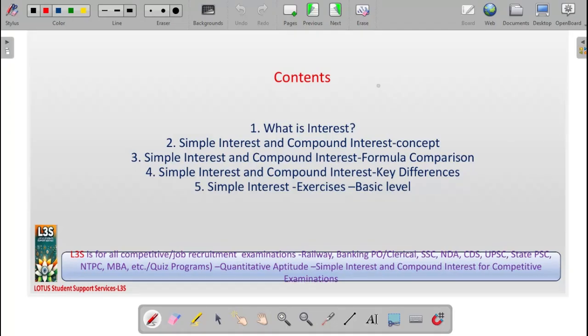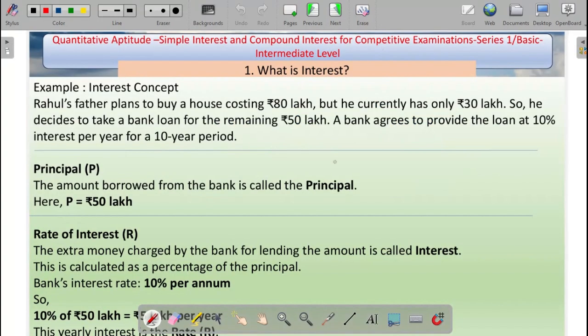So first we will discuss what interest is, with an example. Say Rahul's father plans to buy a house, and its cost is 80 lakh rupees. Now he has only 30 lakhs, so the difference is 50 lakhs. He has to manage 50 lakhs to buy the house.